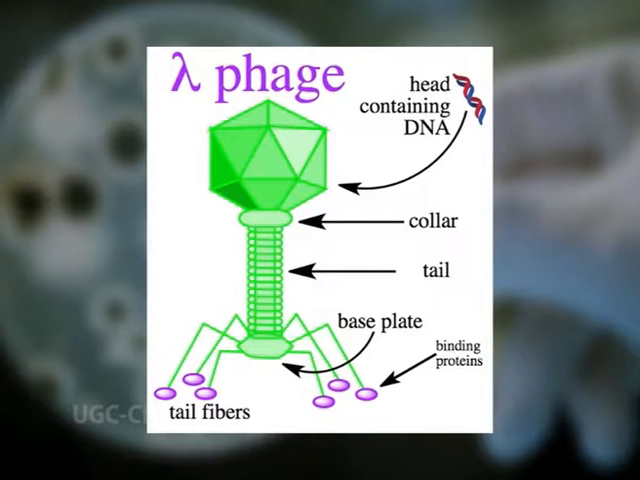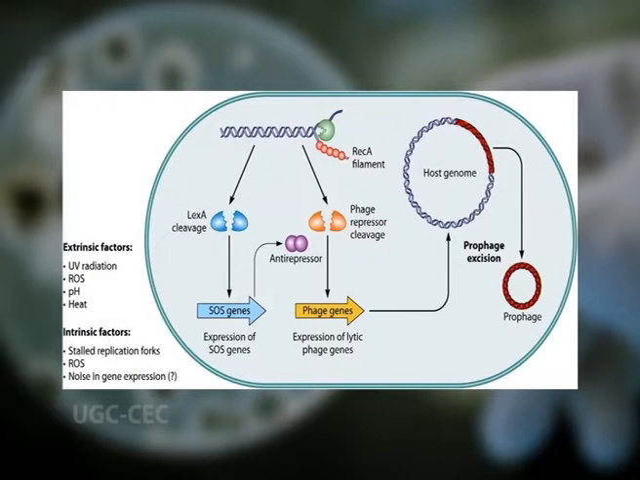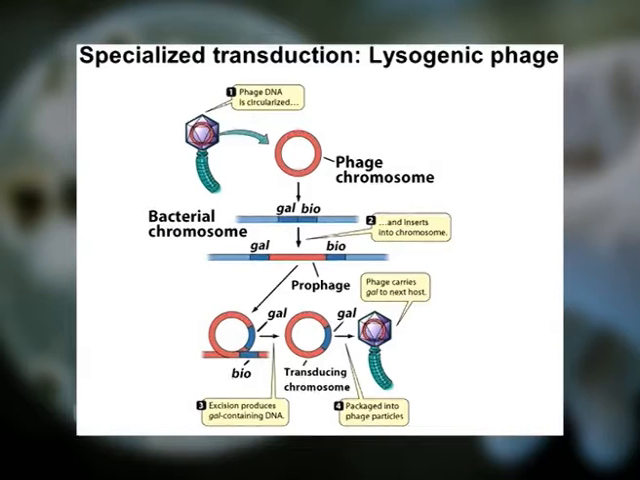For example, the only site at which lambda phage integrates into the host chromosome is between the genes for galactose fermentation, GAL, and biotin synthesis, BIO. So if the prophage disintegrates abnormally from the host chromosome, only the GAL or BIO genes could be transduced. Second, it results from the defective excision of the prophage from the host chromosome. The specialized transducing phages contain both host and phage DNA linked in one single DNA molecule.